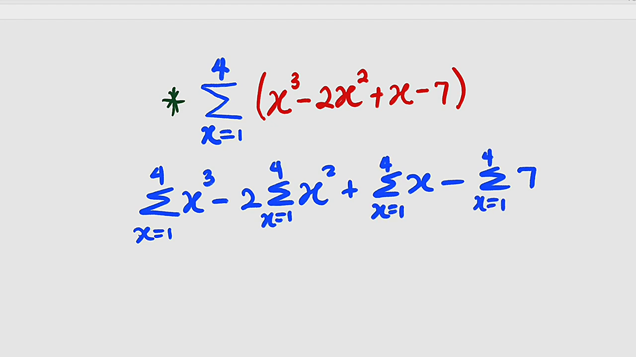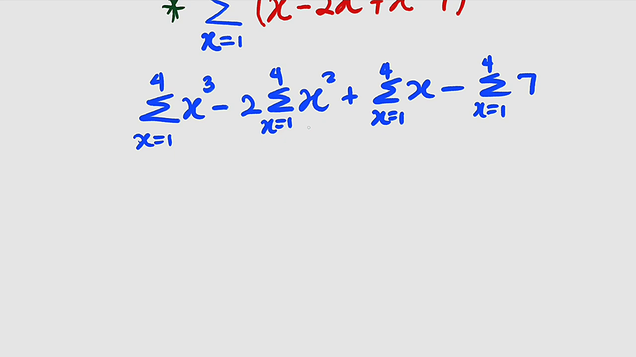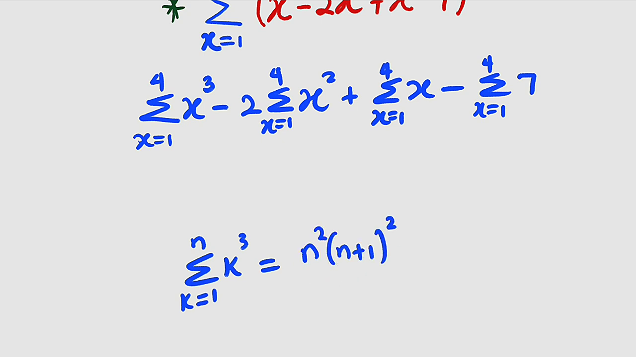All right, so what is the formula for x to the power of 3? Let me write it down here. Already we have that of x squared, x, and a constant. Then for x to the power of 3, if you have the summation of k to the power of 3, for which k begins with 1 and stops at n, this is equal to n squared multiplied by n plus 1 squared, then divided by 4.